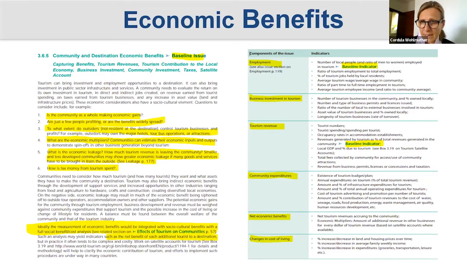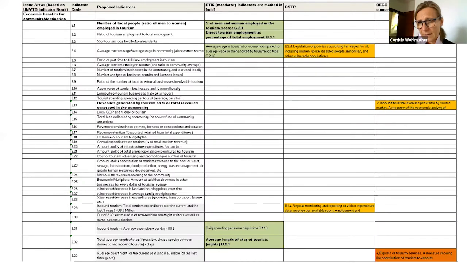And these 33 indicators, when you talk about economic benefits for the destinations, are divided in the issue of employment, business investment in tourism, tourism revenue, that are what we know very well, I think, all of us, but also community expenditures, net economic benefits, changes in cost of living, and other indicators that are not listed here. That means in all these areas, we have 33 indicators that I have listed here.